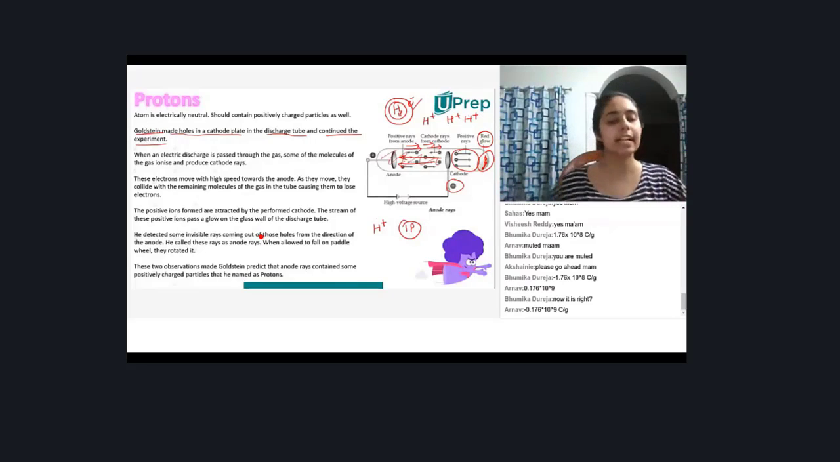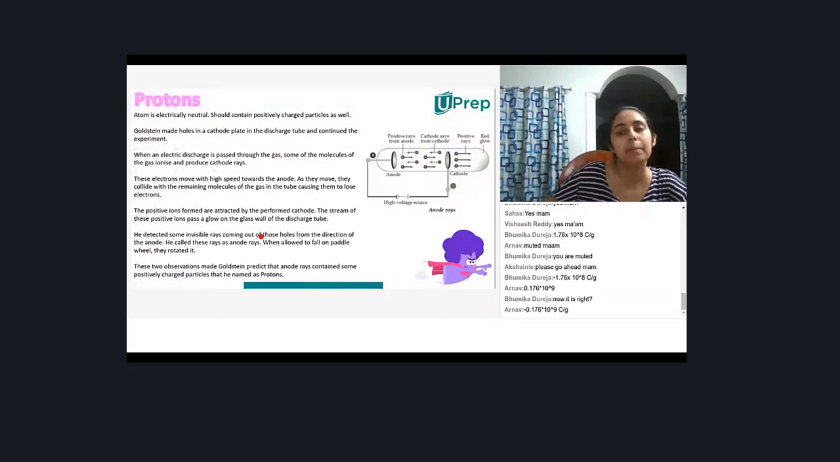Did all of you understand this? Could you explain once again? Yes, sure, Arnav. In the previous experiment, we did it only till here. So this was our experiment for the cathode ray. This is the cathode ray experiment.